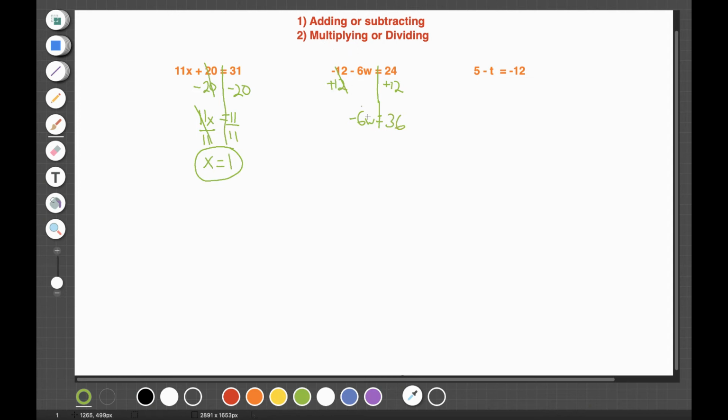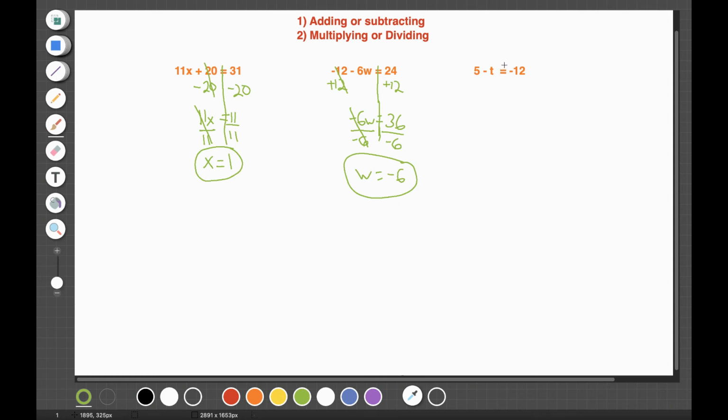Okay, now we have multiplication division. Well, I do see that there's negative 6 times w. Well, how do I make that a 1? You divide by negative 6. Negative 6 divided by negative 6 is 1. But if you do it to one side, you got to do it to the other. We're left with our w. 36 divided by negative 6 is negative 6. That's a calculator problem if you couldn't do that in your head.